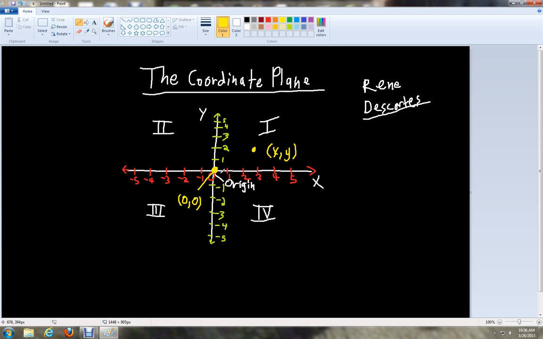So let's say, for example, I had to go 2 units here, x, and then go up 3 units for y, right? So I go 2 for x, so I put parentheses with 2, and then I go up 3 for y, so that would be 3. So my point would be 2, 3.